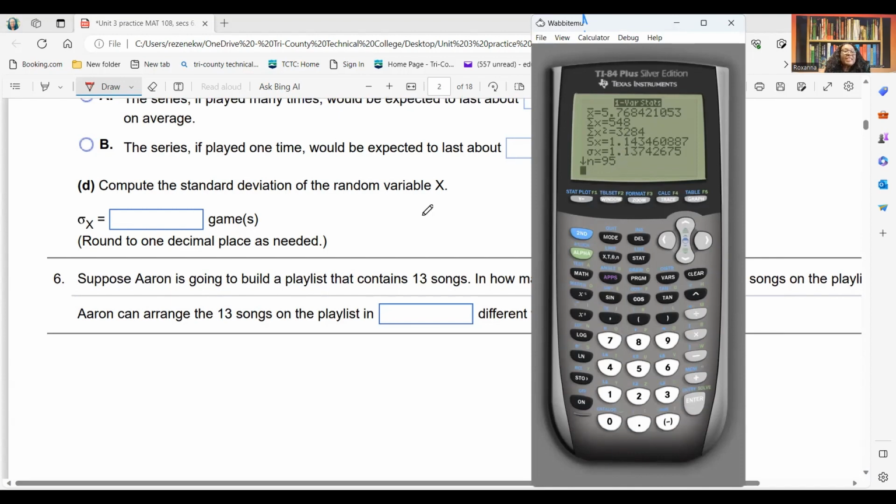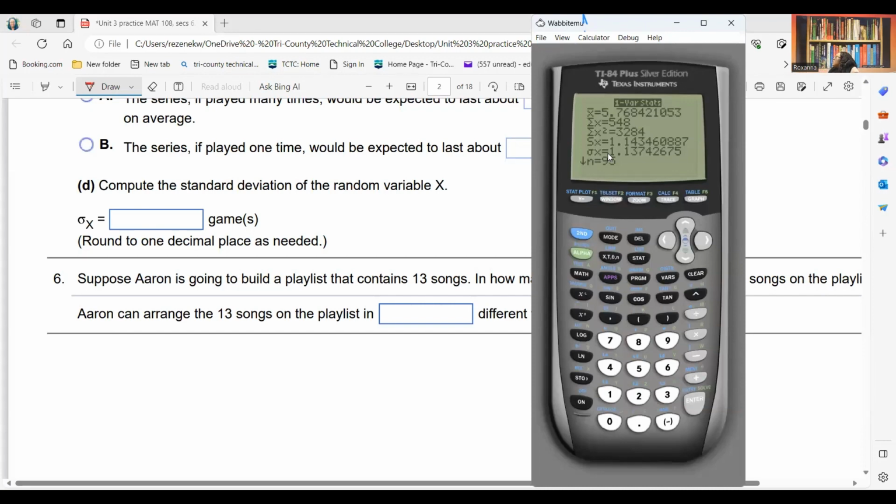By the way, they are asking me for the population standard deviation. Notes, that's what they're asking me, so I have to grab this one. 1.1. That is because, after all, the standard deviation follows the law of large numbers after a lot of repetitions. So that is why I'm going to choose 1.1.